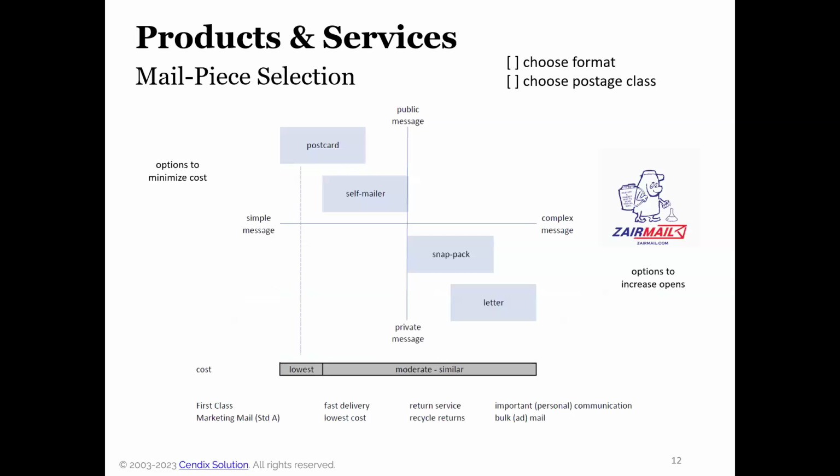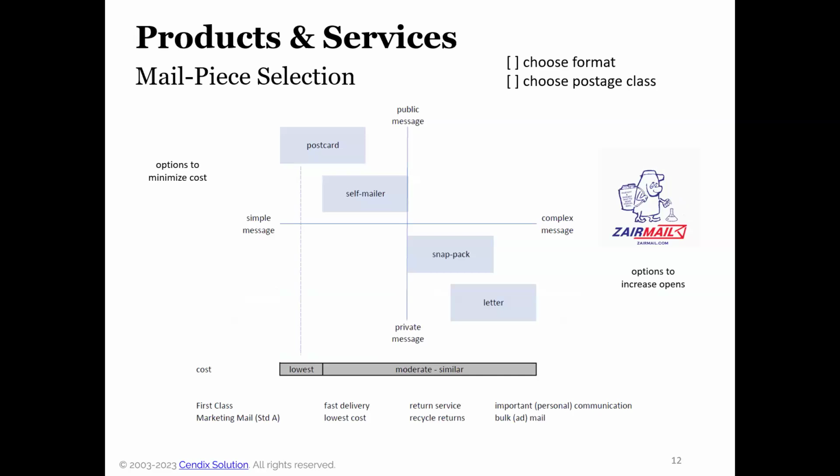Let's look at that. So the idea comes up, how do you choose what you're going to do? Whether you're going to do a postcard, self-mailer, snapback, letter. It really boils down to the cost versus the complexity of the message and the privacy required.